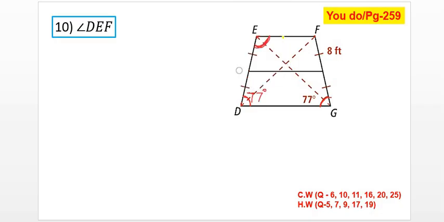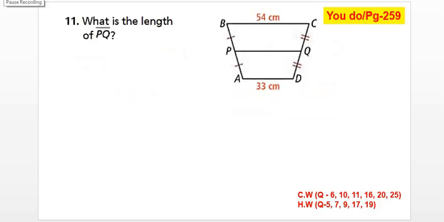And the next thing is, because this line is parallel to this one and this is the transversal, it's a C shape. These are the two co-interior angles, so their sum will be 180. So if I want to find the measurement of angle DEF, it will be 180 minus 77. So 10 minus 7 will be 3, and here we will have 7, so it will be 103 degrees. Clear? Here is the next question.